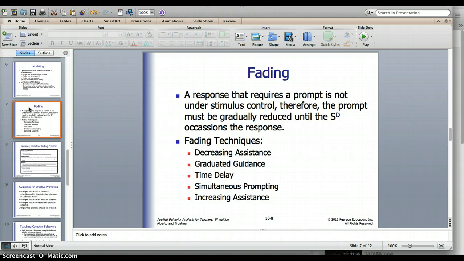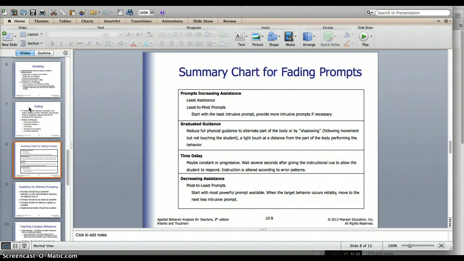We want to also walk this fine balance of fading quickly enough that we're not leading a student into learned helplessness, but at the same time we're not fading too fast so that they haven't yet mastered the skills and aren't ready for the skill to be faded.